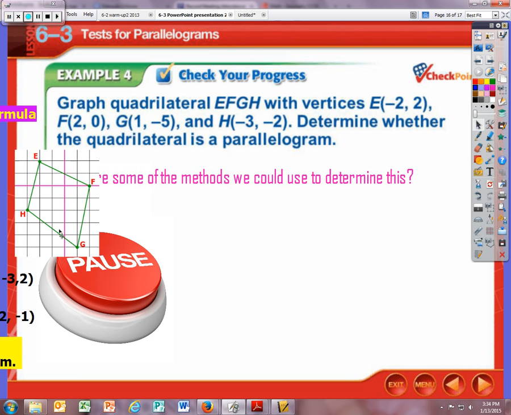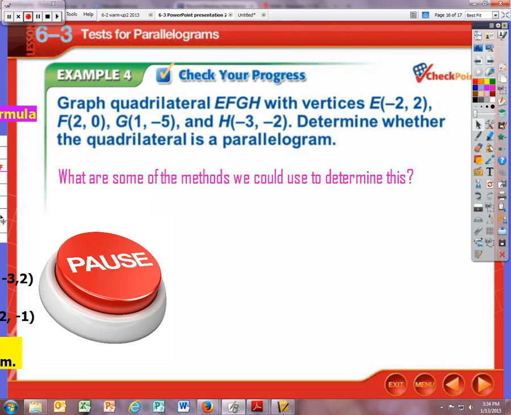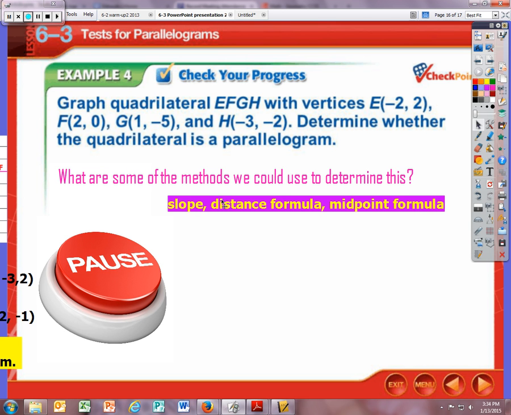Lastly, we want to pause the video. I want you to try this one on your own, and you can either use the slope method or another method. So what are some of the other methods that you can use to determine this? You can use slope, distance formula, or midpoint formula. So again, pause the video and see if you can do this one on your own, and then we'll go over it together.